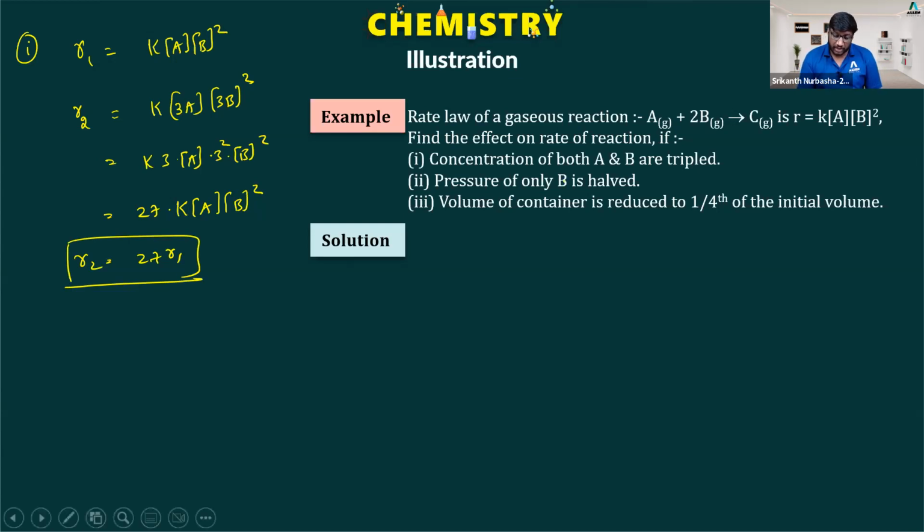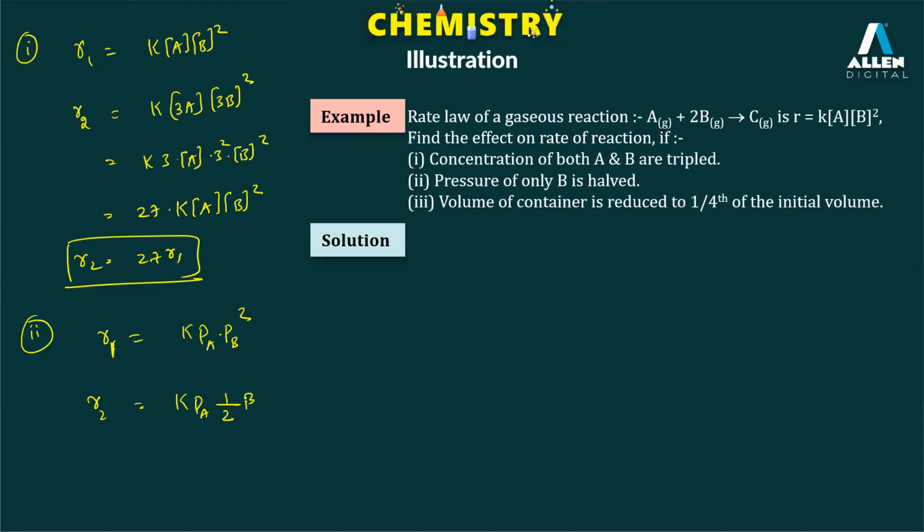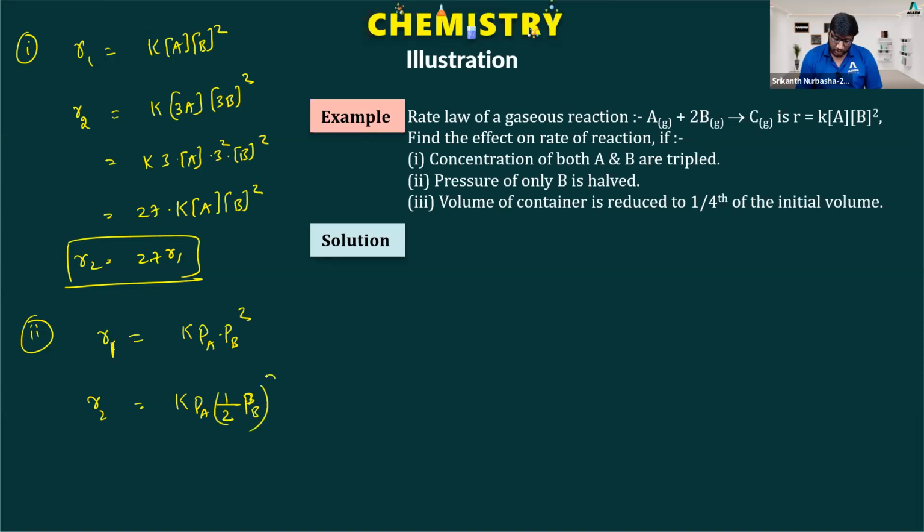Now, the pressure of only B is halved. R1 is equal to K into partial pressure of A into partial pressure of B whole square. R2 is equal to K into partial pressure of A into, B is half means 1 by 2 partial pressure of B, whole power 2. That means 1 by 4 times that of K into partial pressure of A into partial pressure of B whole square. So R2 is equal to 1/4 times that of R1.